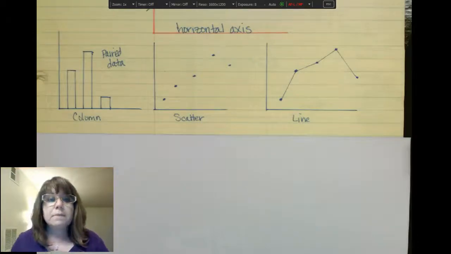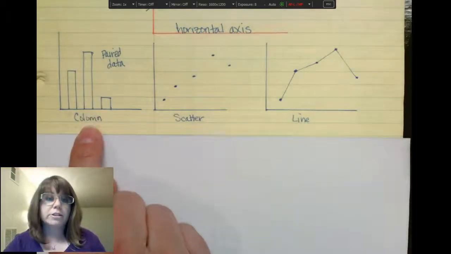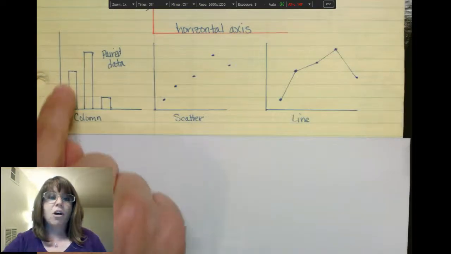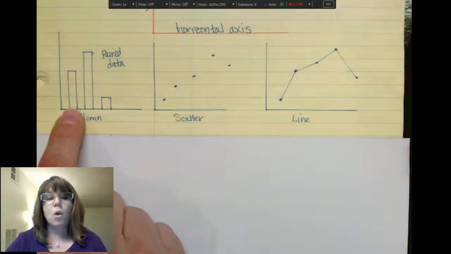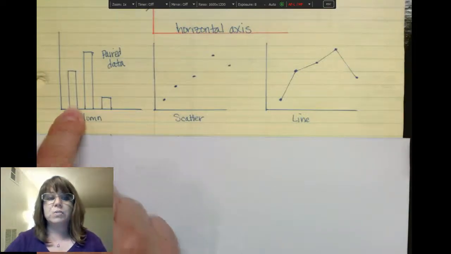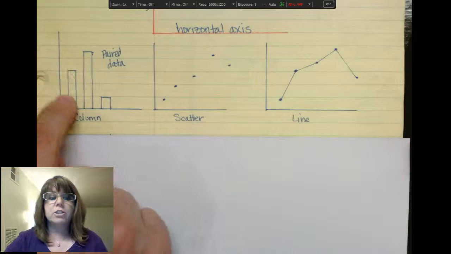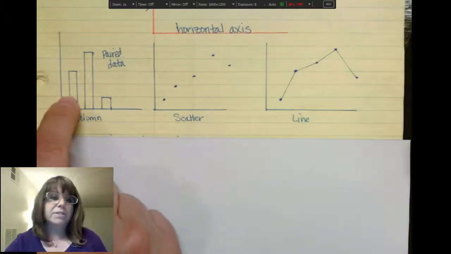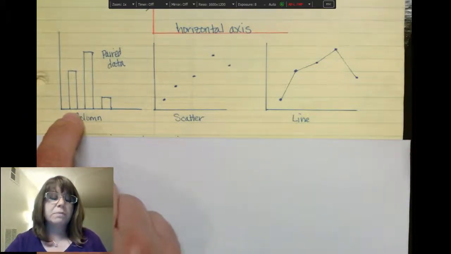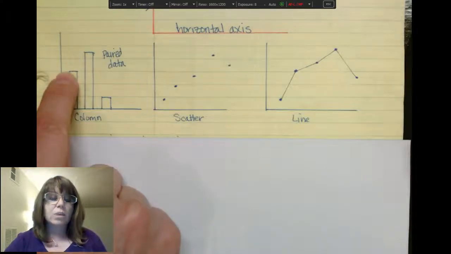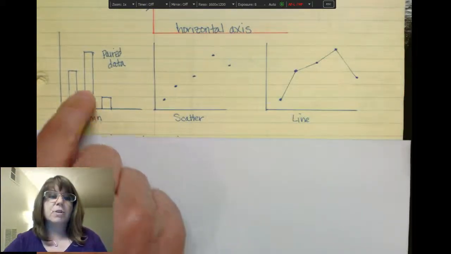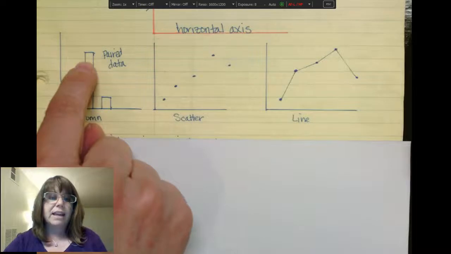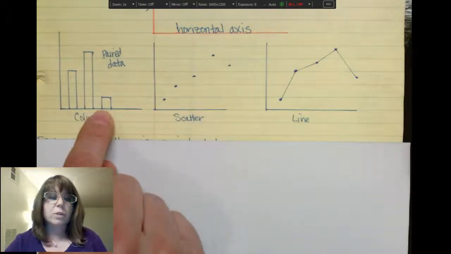Here's what I mean by a column chart. The data is represented in columns, and it's paired data because each column represents something horizontally as well as vertically. Maybe this is the column for pears, and the height represents the number of pears sold at a market. Maybe this is the column for apples, the number of apples sold that day, and these are the number of kiwis sold that day.